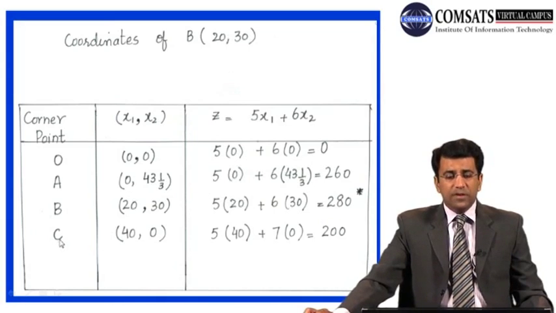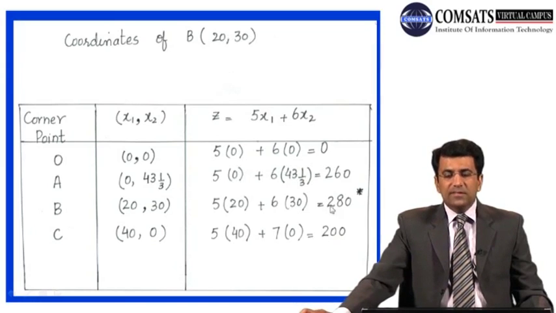Then there is another corner point, that is the point C, and the values of coordinates are again 40 and 0. If we put these values of x and y coordinates in this objective function, we will get the objective function equal to 200. Now again, if we produce 40 units of product 1, that is the x1, and if you don't produce the second product at all, then the profit will be equal to 200.